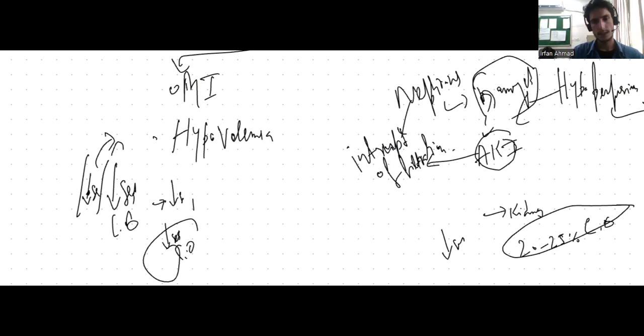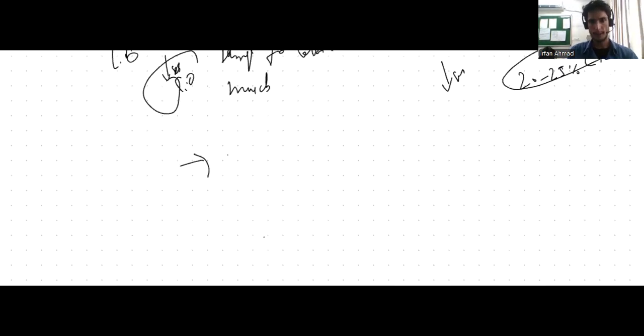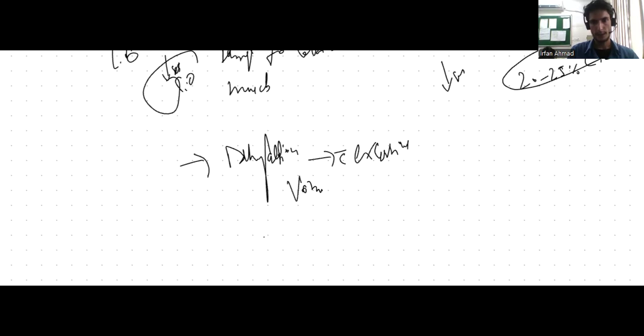Third one, cardiac issues or hypovolemic shock, meaning damage to the myocardium or cardiac muscles. Let's move on to the next: dehydration. Dehydration with excessive vomiting and diarrhea can also lead to decreased blood volume, which can lead to decreased cardiac output.